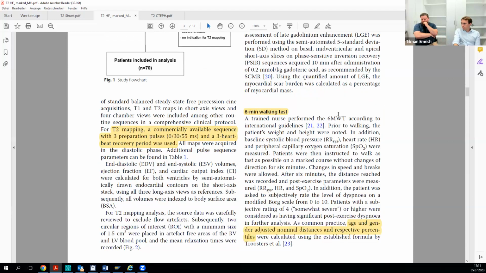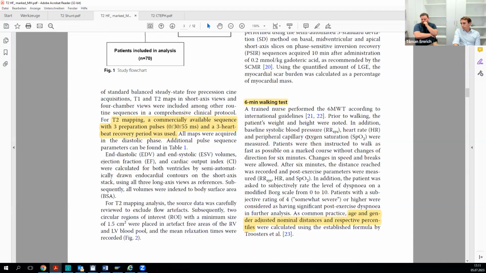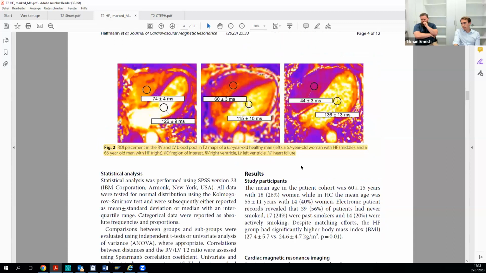Okay, so let's move on. After the 6-minute walking test, those results were all taken, and then what you usually do with those results is you calculate percentiles, because obviously age and sex is a confounding factor in that analysis. So there's established formulas by different researchers, and that's what was done here as well.